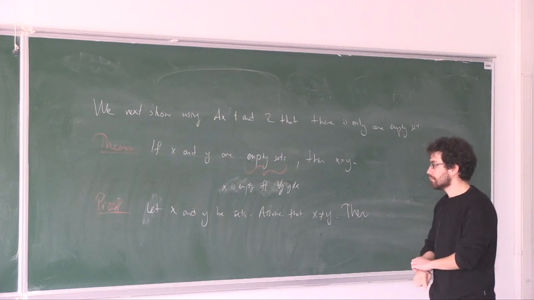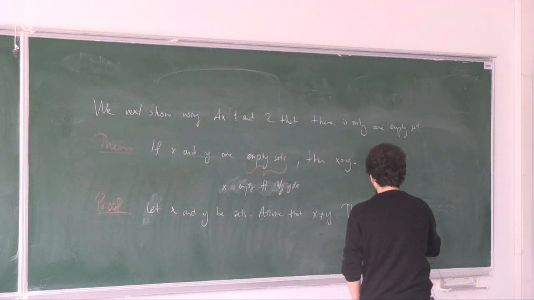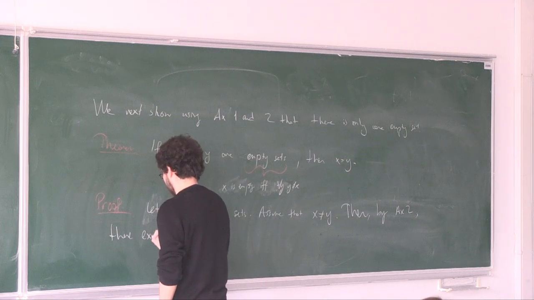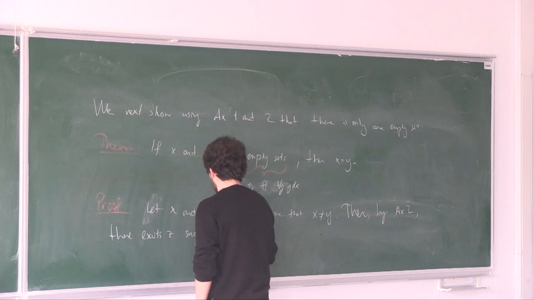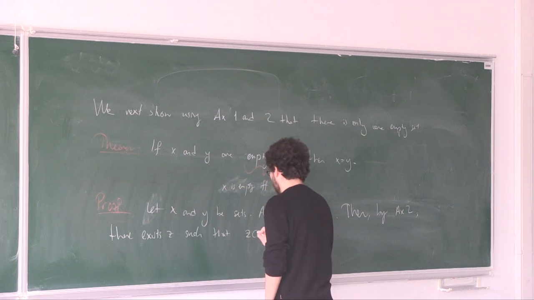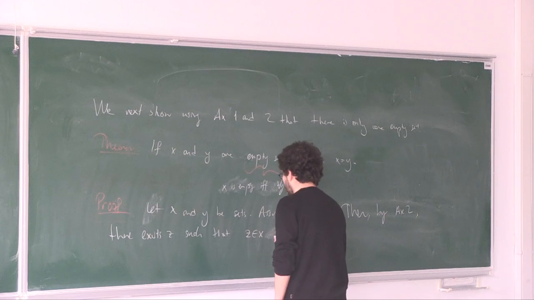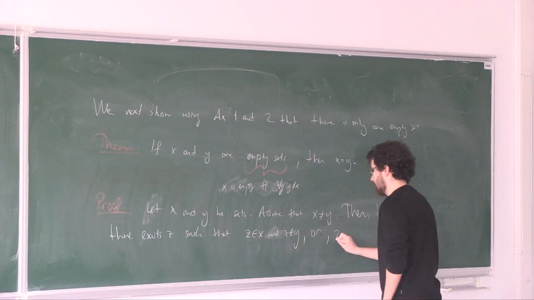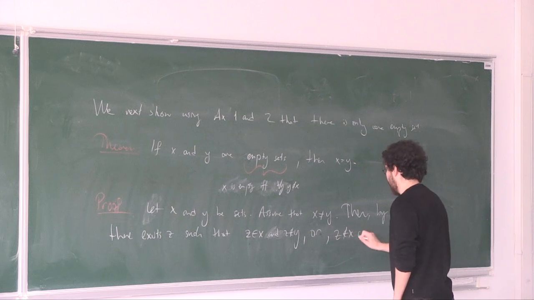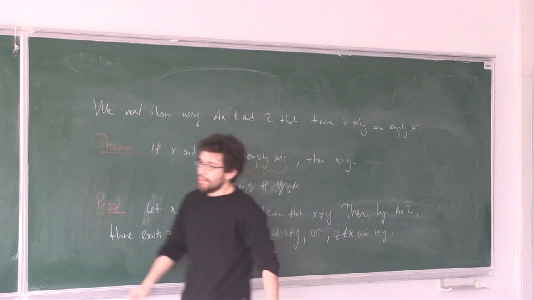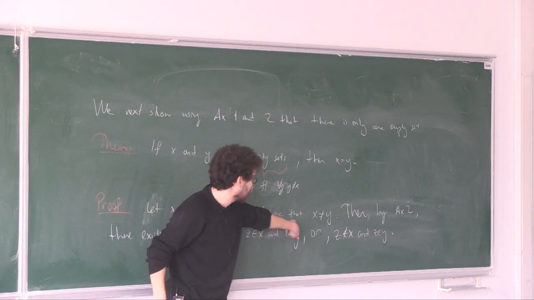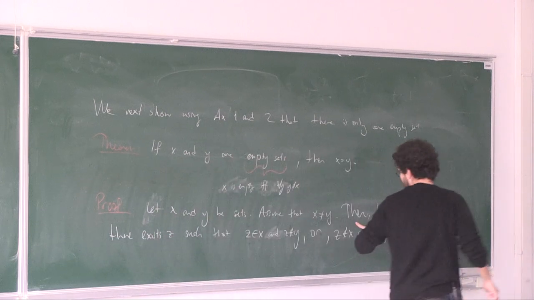Then, by axiom of extensionality, there exists some Z such that Z belongs to X and Z doesn't belong to Y, or Z doesn't belong to X and Z belongs to Y. If they're not the same, then this if and only if statement fails. This if and only if statement can fail in two ways. Either this is true and this is true, or these two are true.